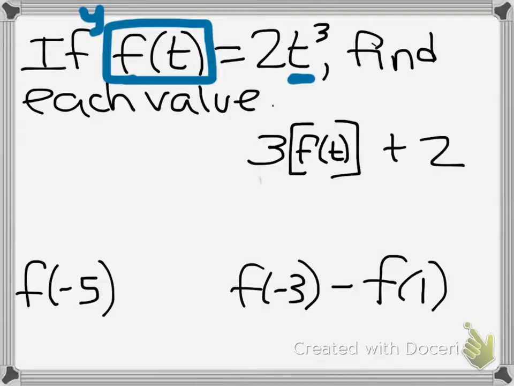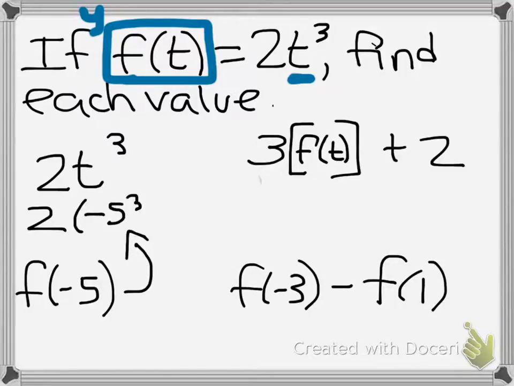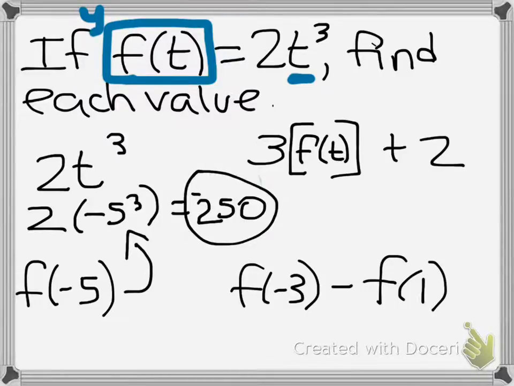Next, we'll look at f of negative 5. If I'm doing f of negative 5, and I'm using 2t cubed as my equation, I'm going to plug in negative 5 for t. So I get negative 5 cubed. Negative 5 cubed would be negative 5 times negative 5 times negative 5, which would actually be negative 125. And then I multiply by 2, so I get negative 250 as my answer.